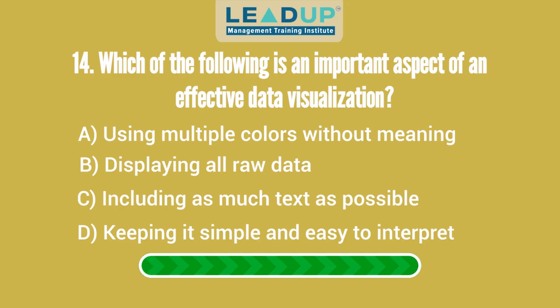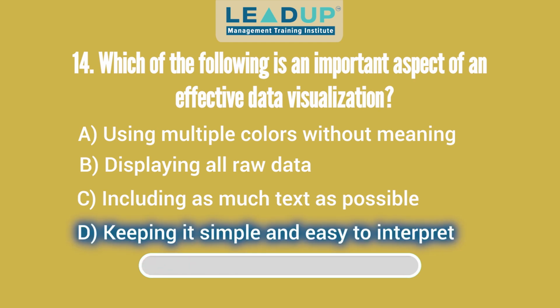14. Which of the following is an important aspect of an effective data visualization? A. Using multiple colors without meaning. B. Displaying all raw data. C. Including as much text as possible. And D. Keeping it simple and easy to interpret. The answer is keeping it simple and easy to interpret.